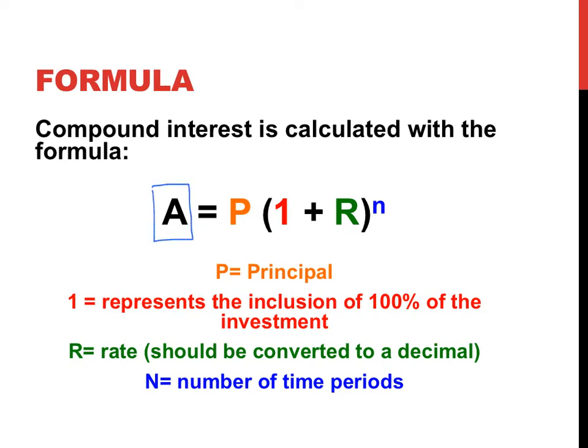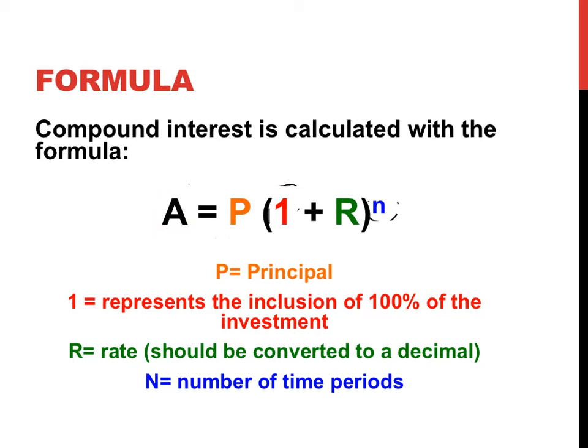And unlike I equals PRN, this is the formula for compounding. It still involves the principal, which is the initial investment amount. But then, because it is compounding interest, you have to include 100% of the initial principal plus the new rate. Multiply that to the number of time periods to get your answer. So A equals P brackets 1 plus R to the power of N.